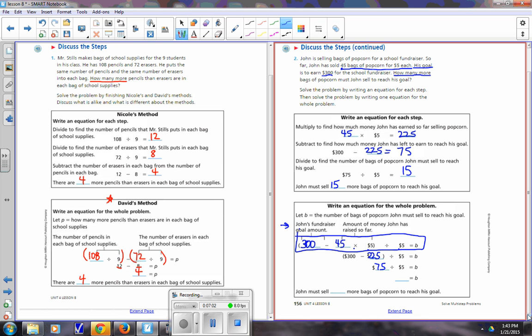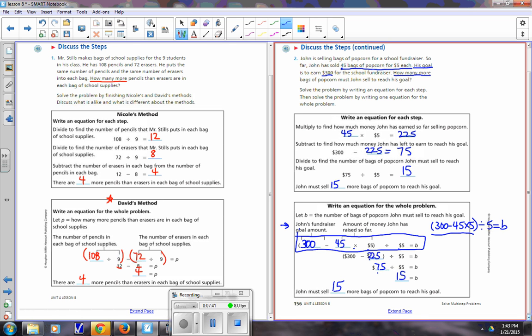B is the number of bags. So he has 300. If I were to rewrite this for you, maybe you can see it without all the typing. 300 take away 45 times 5 divided by 5 equals how many bags? So if I were doing order of operations in here, I have to do multiplication first to get the 225, then subtraction to get the 75, then divide by 5, which we said is 15. So he needs to sell 15 more bags.